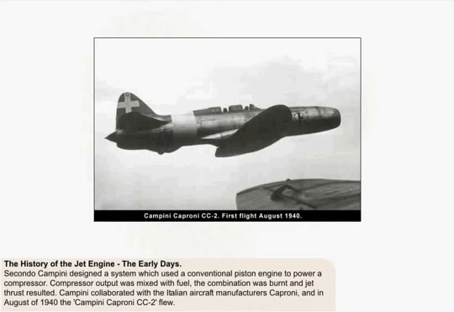In recent times, one of the first attempts at creating jet-powered aircraft resulted in the development of a hybrid design. An Italian, Secondo Campini, designed a system whereby an external power source, in this case a conventional piston engine, powered a compressor. The output of the compressor was mixed with fuel, the mixture of air and fuel ignited, and jet thrust resulted. Campini collaborated with the Italian aircraft manufacturers Caproni, and in August of 1940 the Campini-Caproni CC-2 flew.